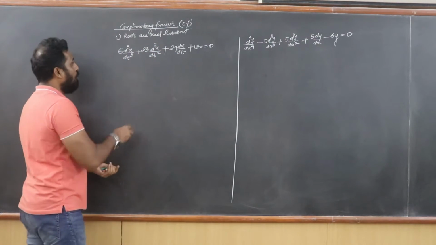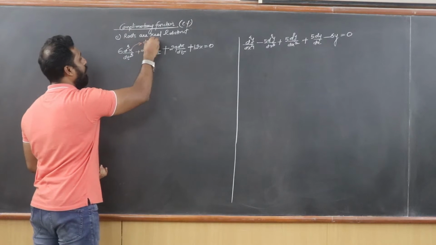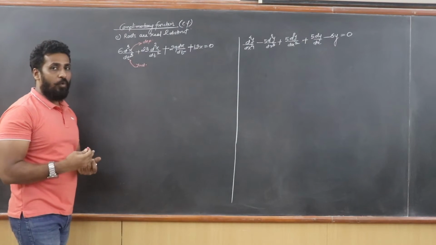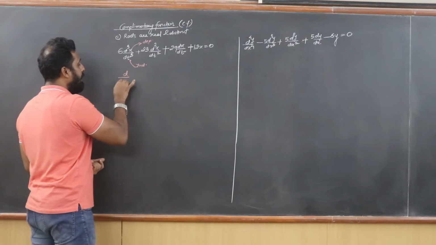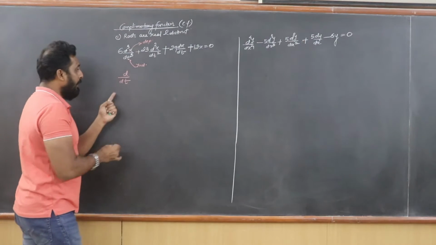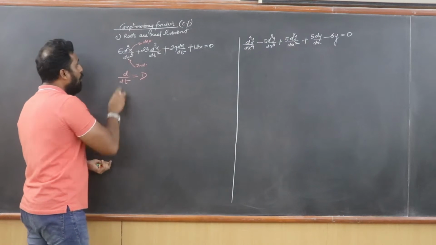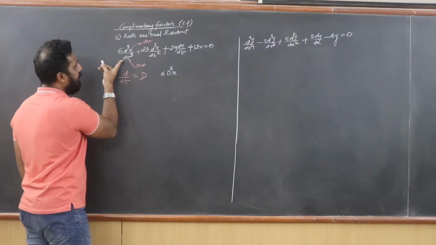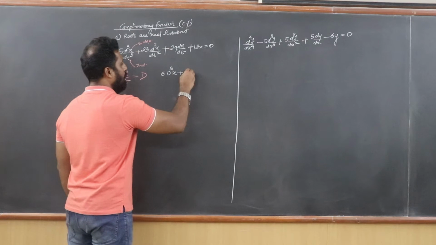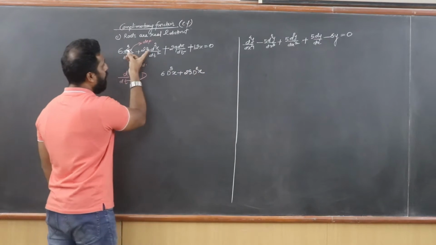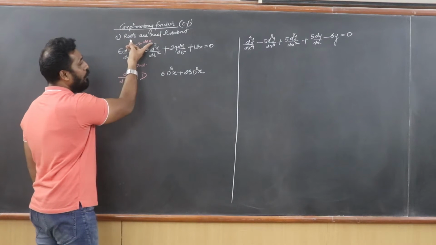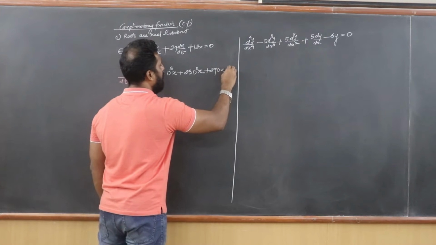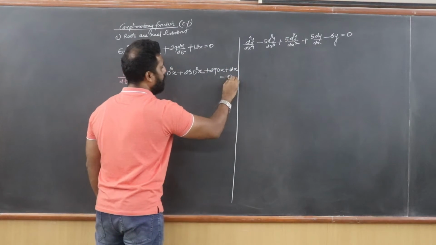Now over here, if you observe, x is your dependent variable and t is your independent variable. So it does not matter which is the dependent and which is the independent variable. What I'll do here is call d by dt capital D. So this equation becomes 6 D cube x plus 23 D square x plus 29 Dx plus 12x equal to 0.